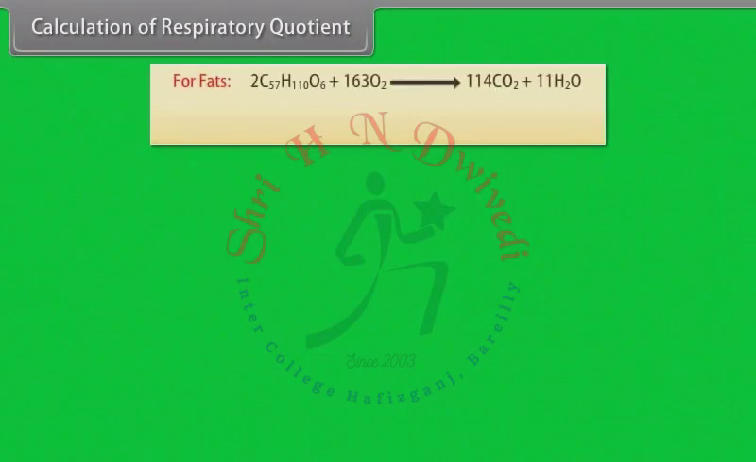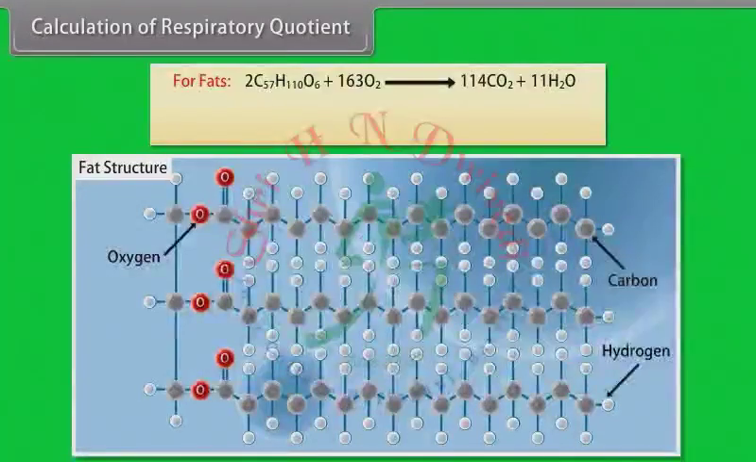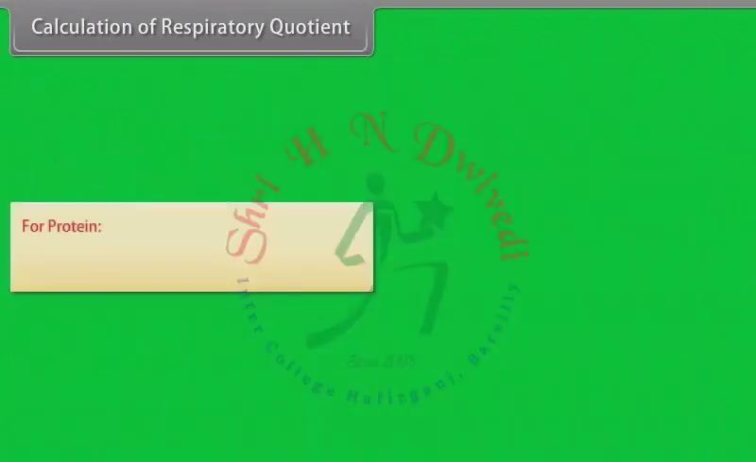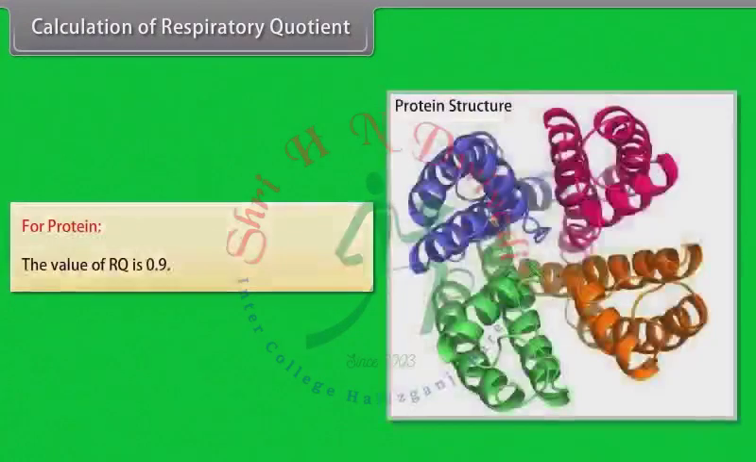For fats, 2C57H110O6 plus 163O2 gives 114 CO2 plus 110 H2O. Respiratory quotient is equal to 114 CO2 by 163 O2 is equal to 0.7. For protein, the value of respiratory quotient is 0.9.